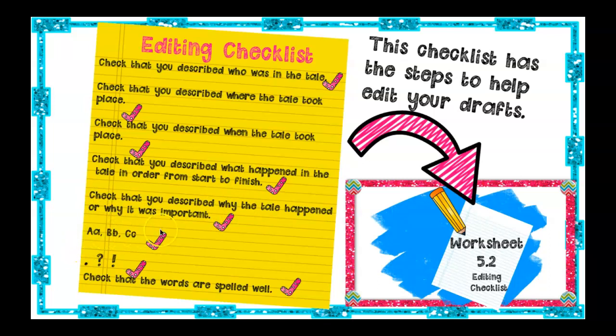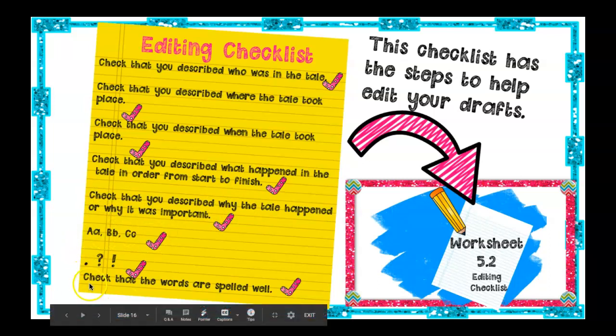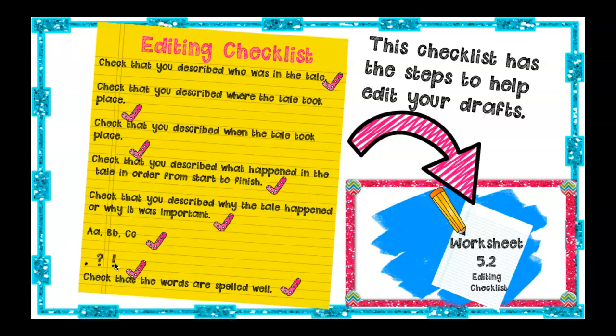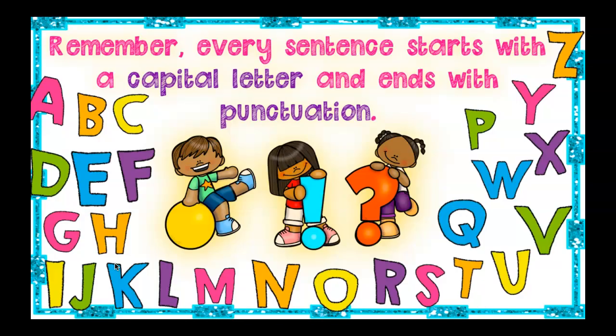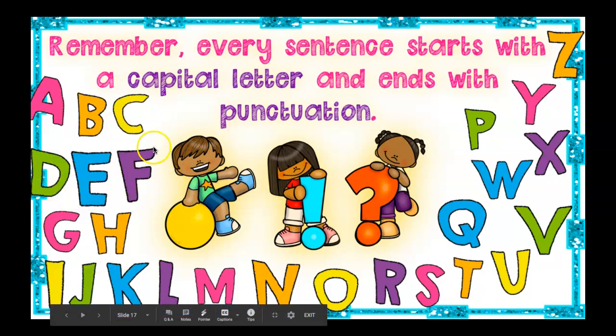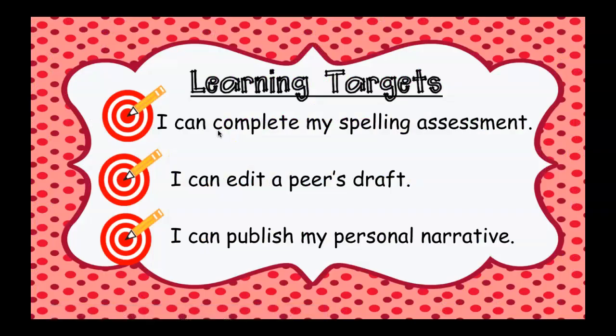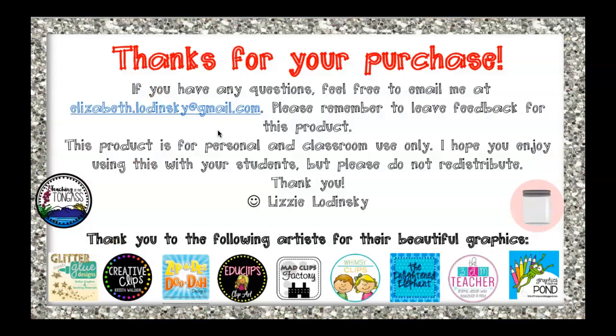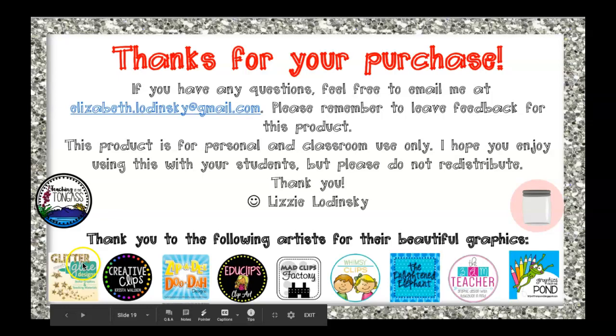Always start your sentence with a capital letter and check that the words are spelled correctly, as well as check that you end each sentence with a punctuation mark. One more time, so important. Remember, every sentence starts with a capital letter and ends with punctuation. Okay, so now it's time for you to get started on your own story on ClassKick or writing in your journal.